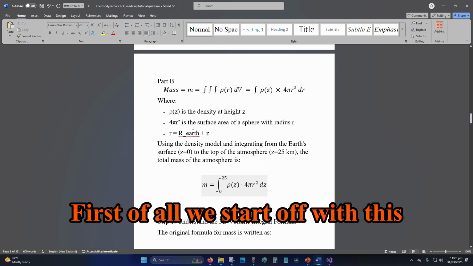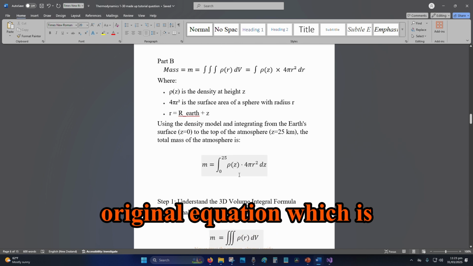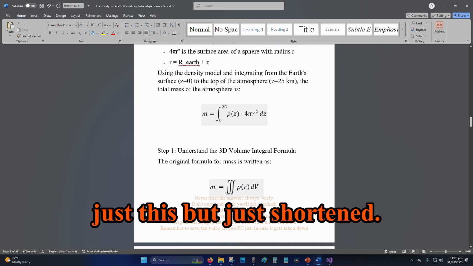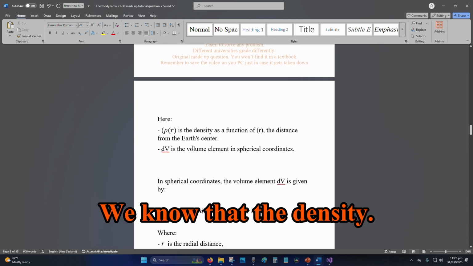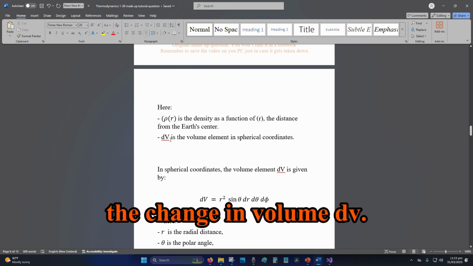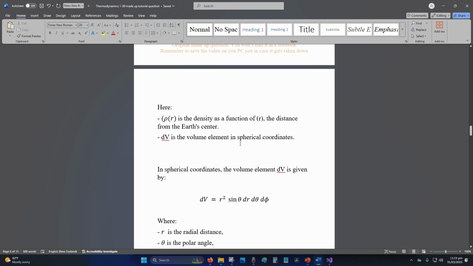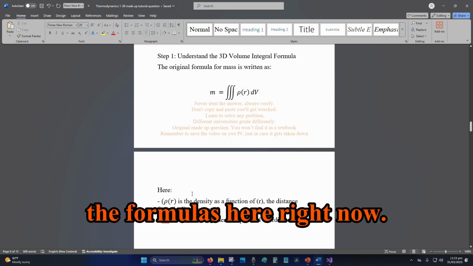So first of all, we start off with this original equation, which is just this, but shortened. And then from there, we know the density with respect to the radius is that, so that's what that is. And then we've got the change in volume, dV. Okay, so they're just explaining what the formula is here right now.